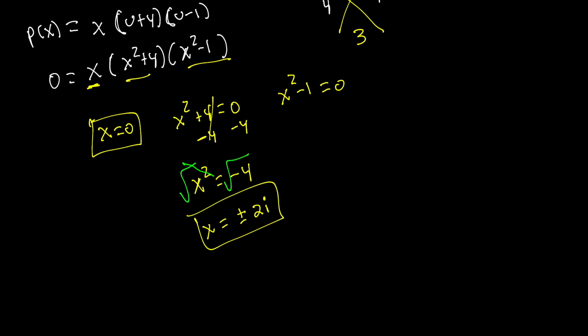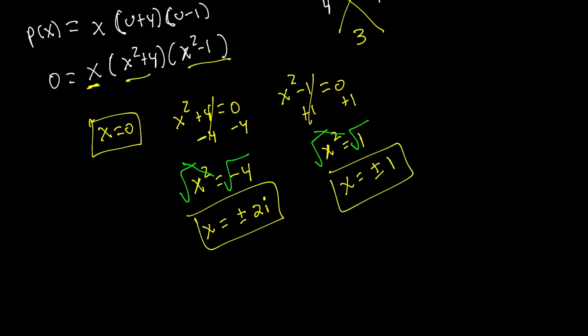Now, for the last equation, we're going to add 1 to both sides. And we're going to get that x squared is equal to 1. I've got to take the square root. The square and the square root are going to cancel out on the left, leaving me with x equal to plus or minus 1, since the square root of 1 is 1.